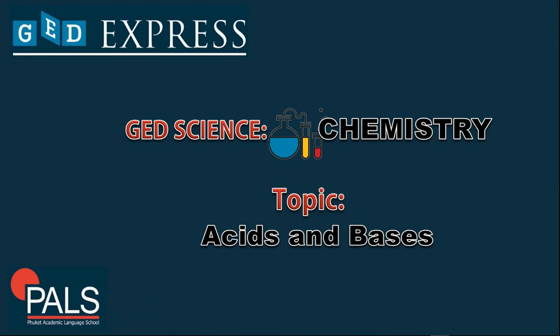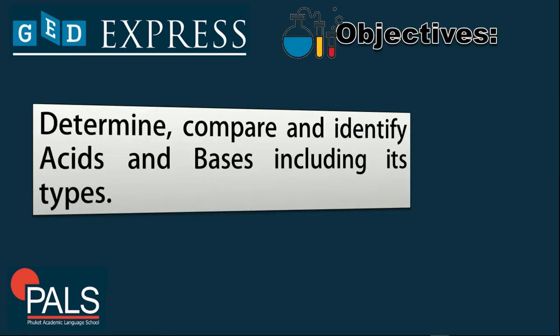Today's lesson focuses on GED science under chemistry, and it will be part 7 of our discussion on the same subject. Our topic for today is all about acids and bases. At the end of the discussion, every one of you is expected to determine, compare, and identify acids and bases, including its types.